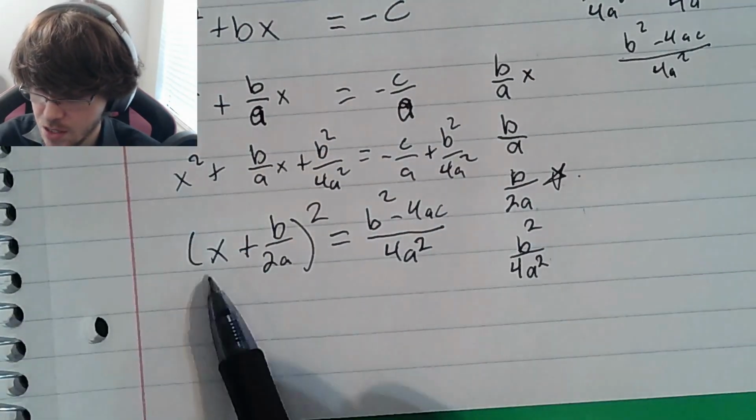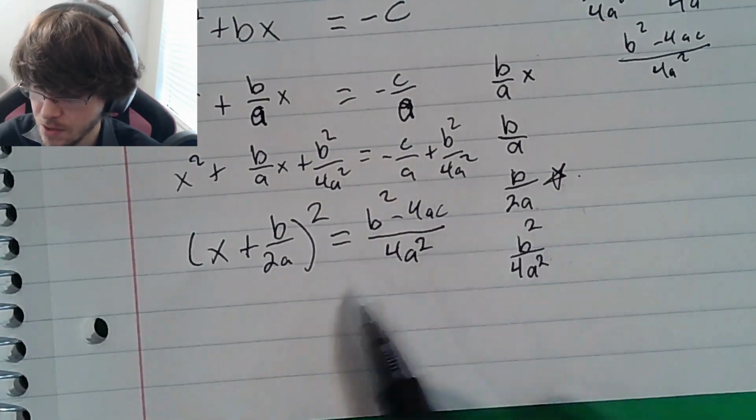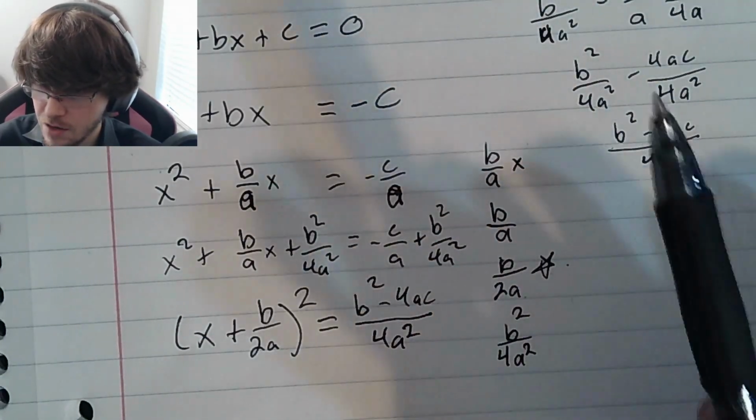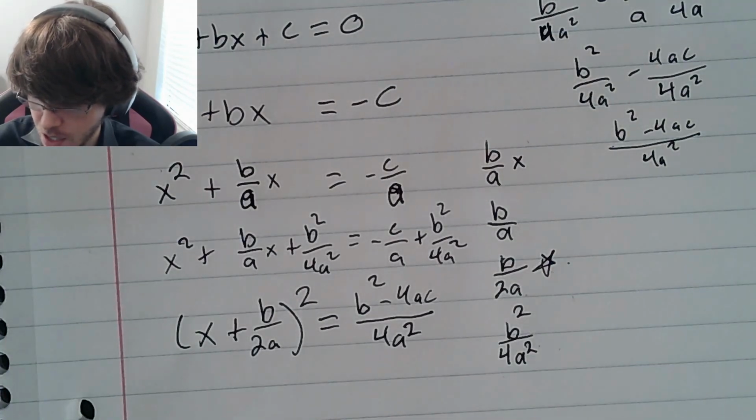Rewrote the left-hand side using the perfect square and the star. And on the right-hand side, we did some nasty old stuff of adding fractions, and we ended up with this guy.